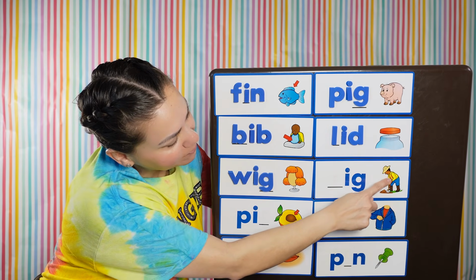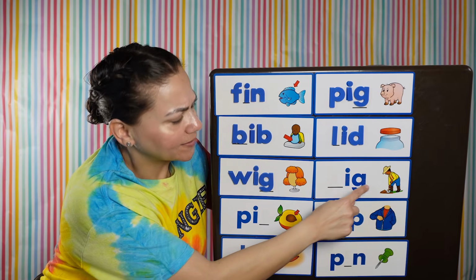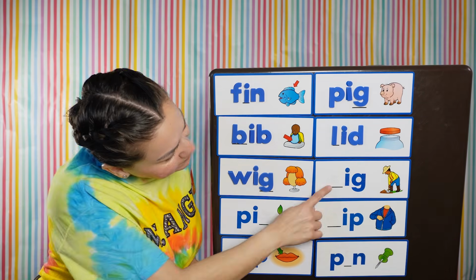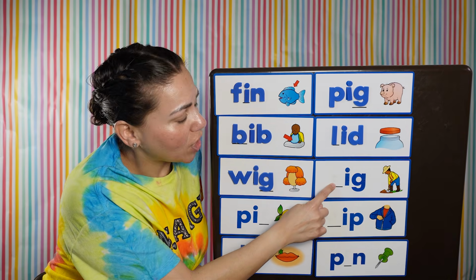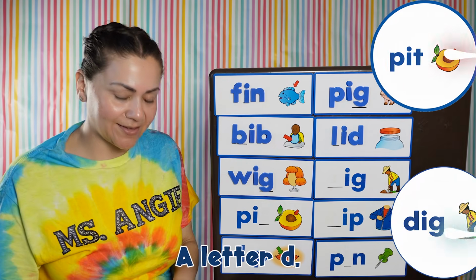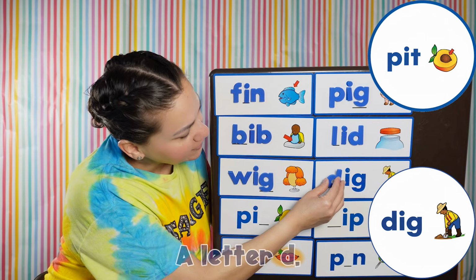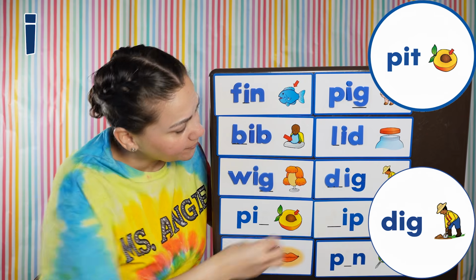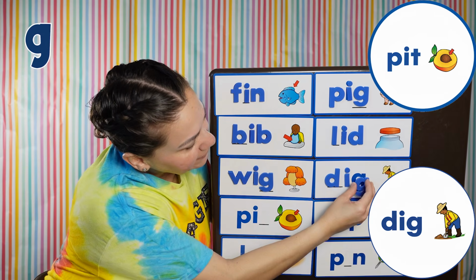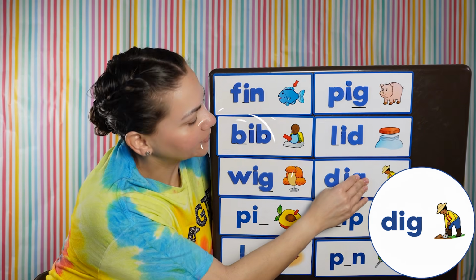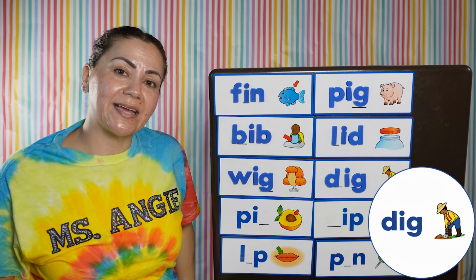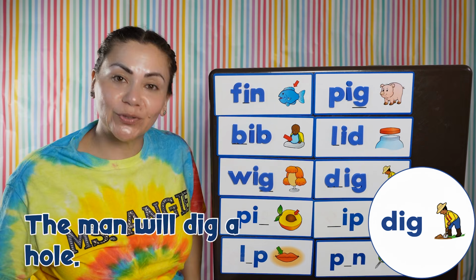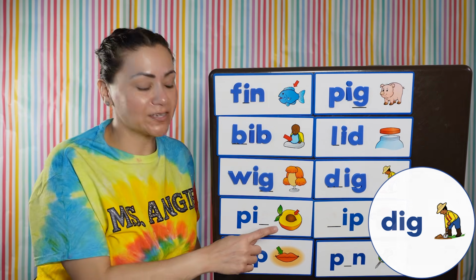Okay, next one, right over here. We have a picture of a man, and he is digging. Dig is the word. Can you figure out which letter is missing on the word dig? A letter D. That's right, a letter D. Let's spell the word. Dig is spelled D-I-G. Now let's make a sentence with the word dig. Can you say, the man will dig a hole? The man will dig a hole. Good job.